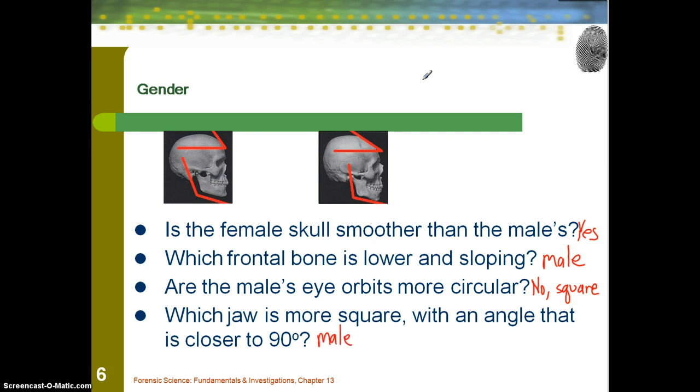So if we go up and compare these two pictures that we have, we see when we compare this jaw and this jaw on the left and the right, we see that the one on the right has an angle that is closer to 90 degrees. And we see the frontal bone is lower and more sloped on this one on the right than it is on the left. This clearly indicates to us that the skull on the right is male, while the skull on the left is female.